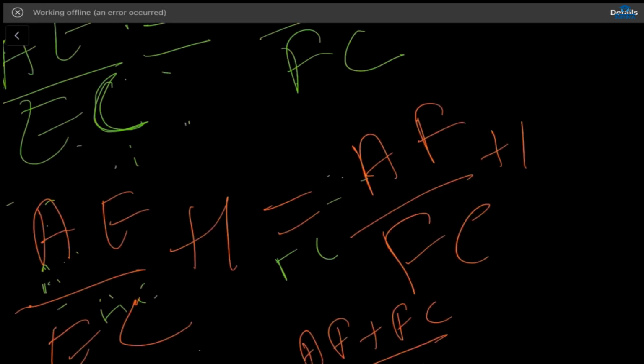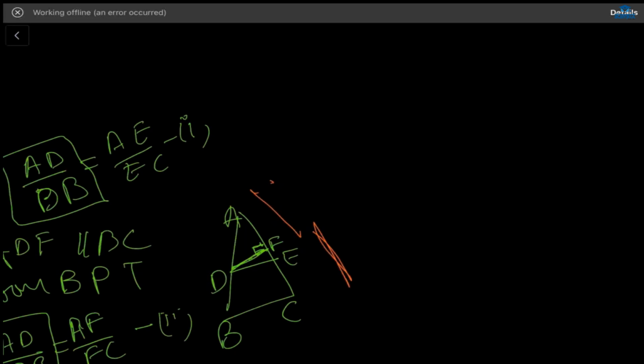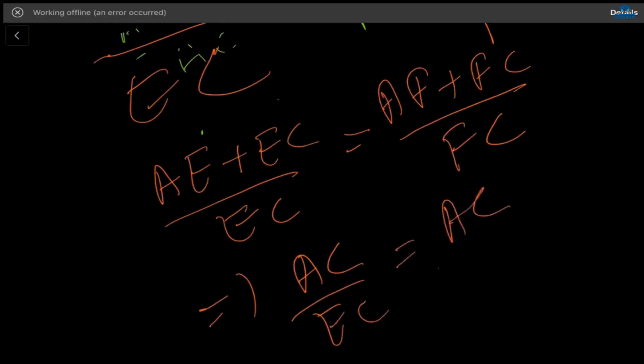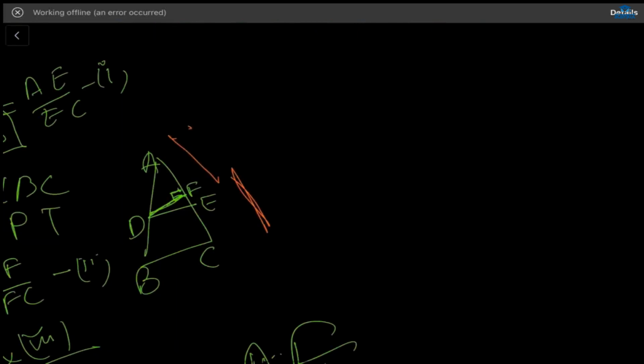And on the second side also, AF plus FC. AF plus FC, also you got AC. So what we have got is AC by EC is equal to AC by FC. You can cancel AC, AC. So at the end you got EC is equal to FC. So what is EC and FC? EC is equal to FC.